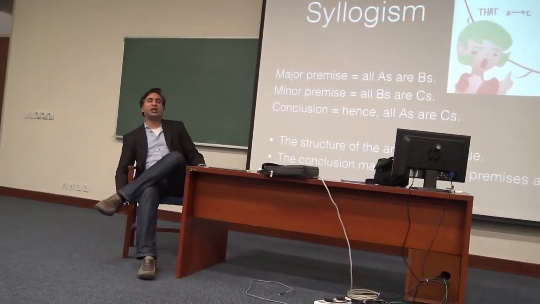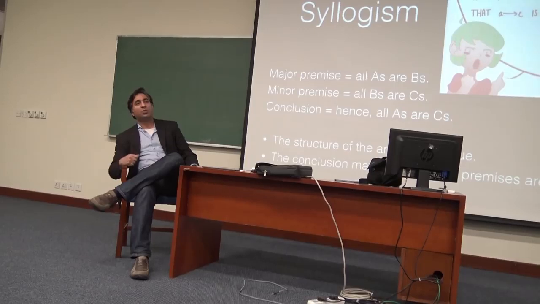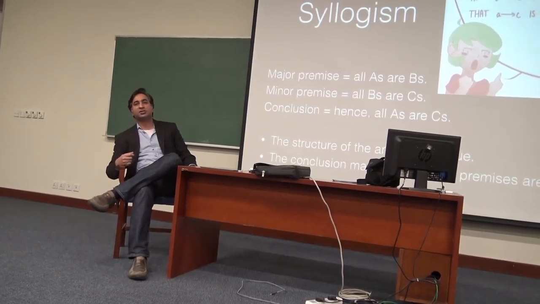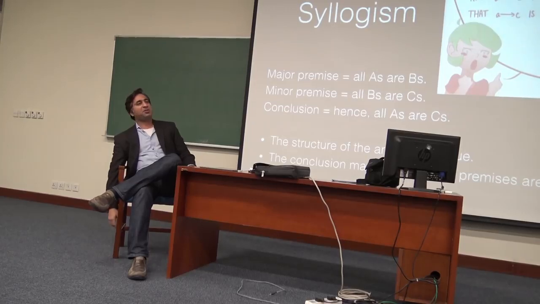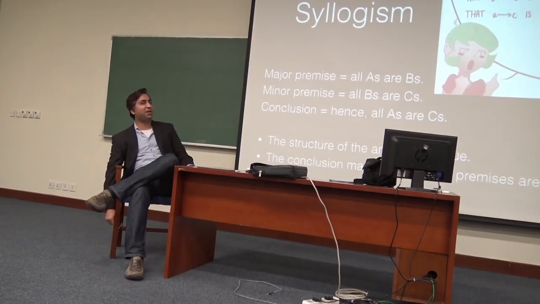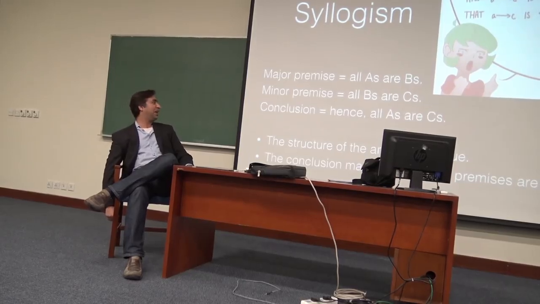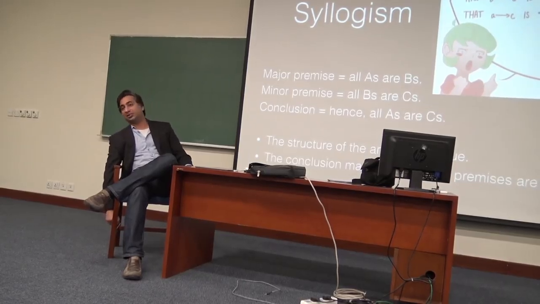Aristotle's method, which he used to derive so many interesting things. One of the things that he gave us is called the syllogism. What is that? He says there's a major premise and a minor premise. Major just means first and minor just means second. The major premise is, let's say, all A's are B's. And in the second premise, all B's are C's. Then it would follow that all A's must also be C's.